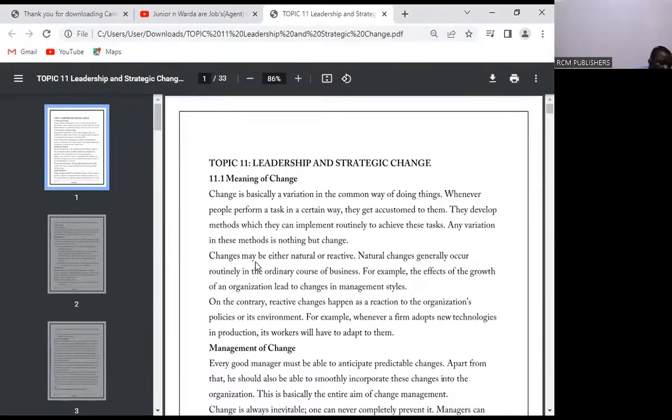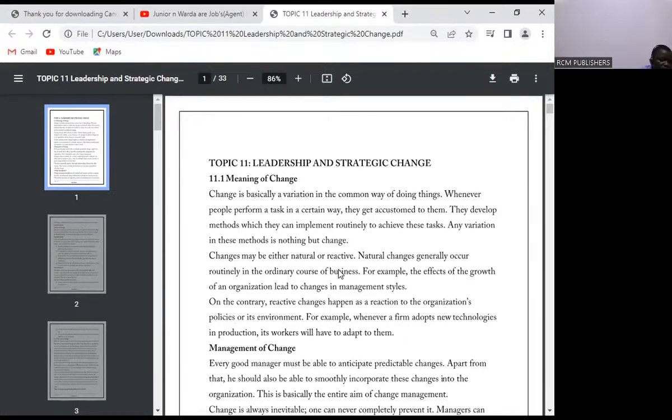Changes may be either natural or reactive. Natural changes generally occur routinely in the ordinary course of business. For example, the effects of the growth of an organization lead to changes in management styles. On the contrary, reactive changes happen as a reaction to the organization's policy or its business. For example, whenever a firm adopts a new technology in production, its workers will have to adapt to it.